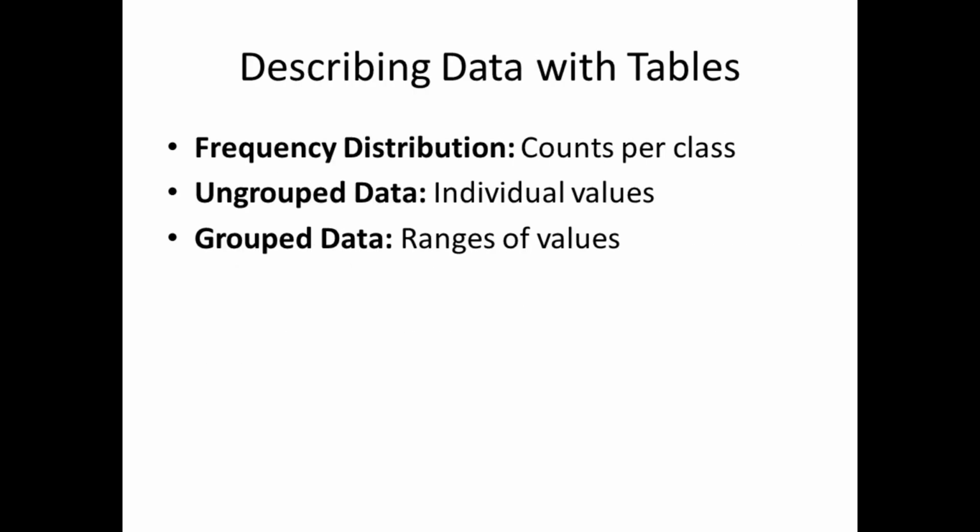Describing data with tables. We use frequency distributions to summarize data. There are two groups of data. First one is ungrouped data, second one is grouped data. Ungrouped data shows individual values. Grouped data organizes values into ranges or intervals.